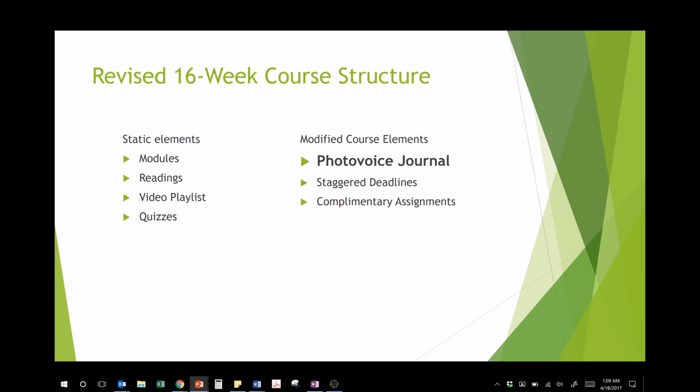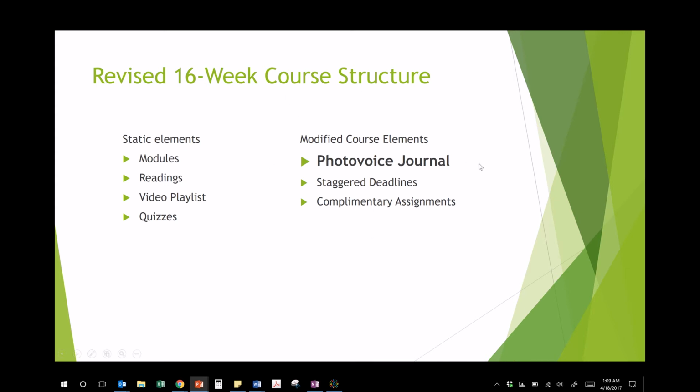So this course was modified in order to help really align the Photovoice journal assignment in line with transformative learning theory. There were some static elements of the course that weren't significantly modified. Module content remained the same, readings remained the same. Students received a video playlist with the PowerPoint for the week narrated along with some supplemental videos to highlight important concepts, and they had reading quizzes periodically.